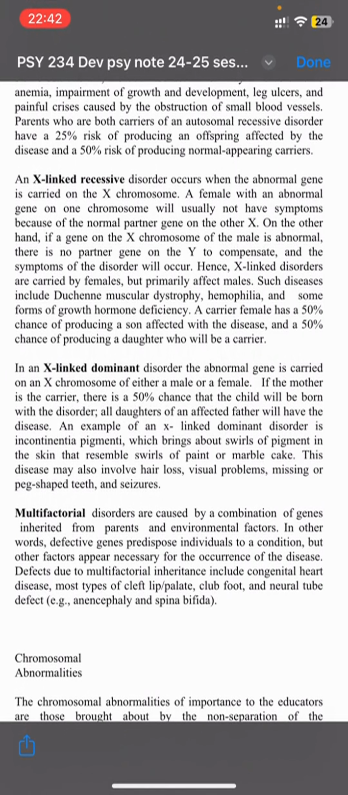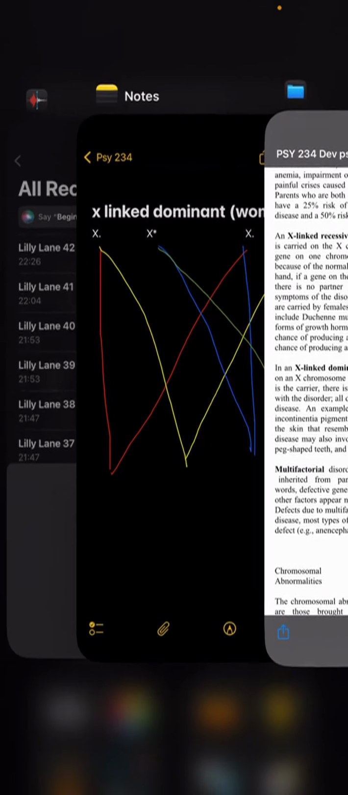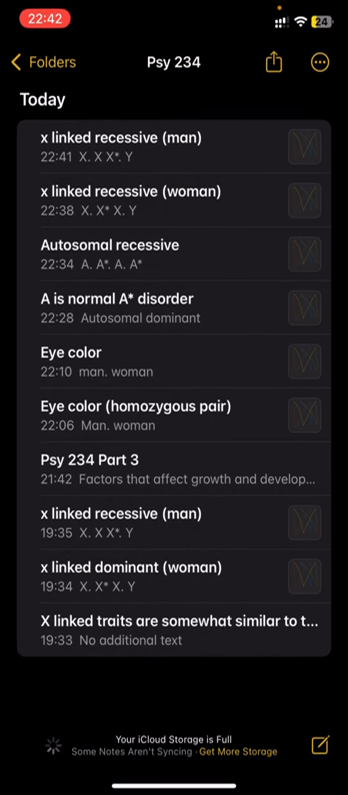The abnormal gene is carried on an X chromosome. If the mother is the carrier, there's a 50% chance that the child will be born with the disorder. All daughters of an affected father will have the disease. I can show you both, but let me just show you the father. Maybe you can do the other on an assignment by yourself.